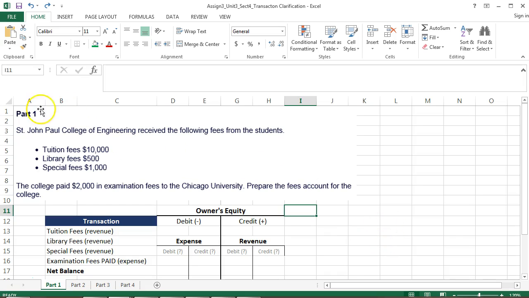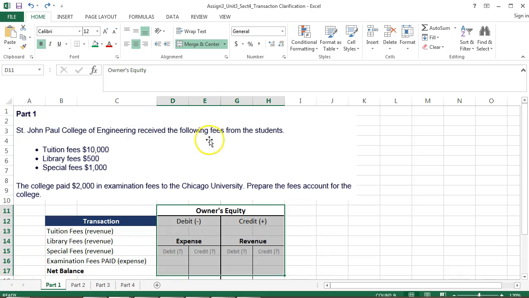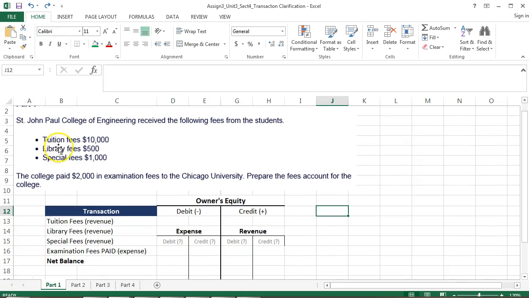In part 1, and you'll notice there are 4 different parts to this assignment, we are St. John Paul College of Engineering, and we are keeping the accounting books for them. They receive the following fees from students: tuition fees, library fees, and special fees. That's money that the college is bringing in, so that is considered revenue, and we talked about revenue in the video lesson that I sent out. And then we also have $2,000 that the college is paying out in examination fees to Chicago University.